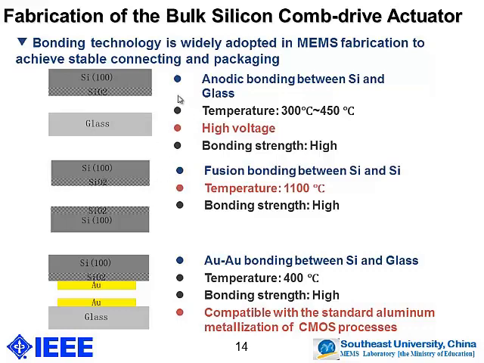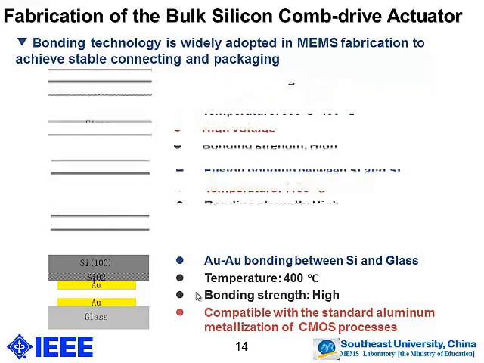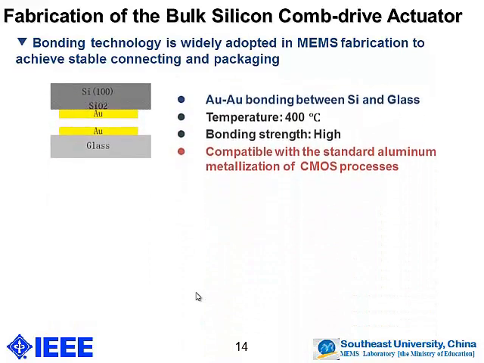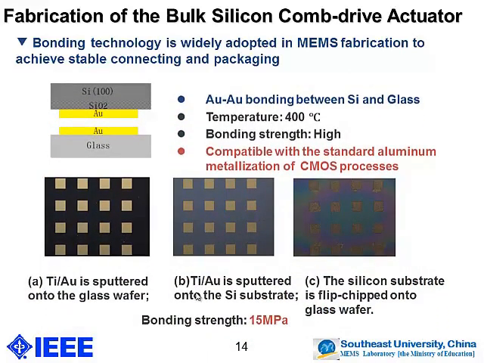The second is a fusion bonding between silicon and silicon. The temperature is very high. And the last is the gold bonding between silicon and glass. The temperature is about 400 degrees, and the bonding stress is high. We did some research about the bonding stress. These three figures show the bonding stress tester structure. The bonding stress is about 50 million pascals.